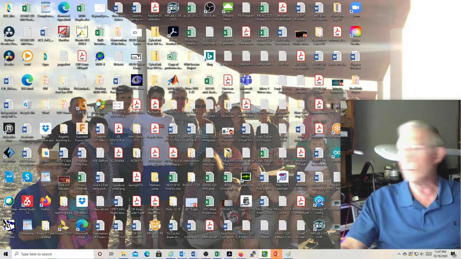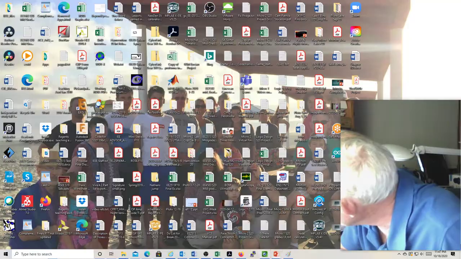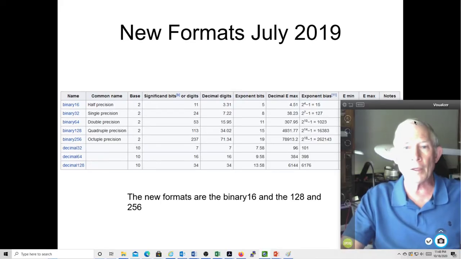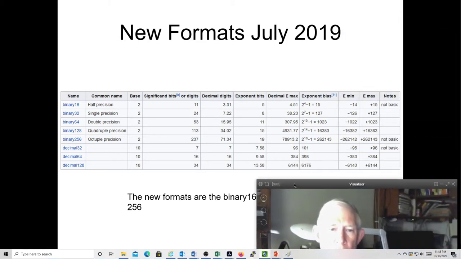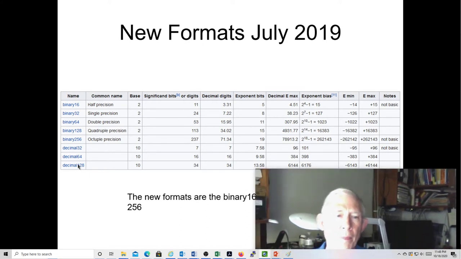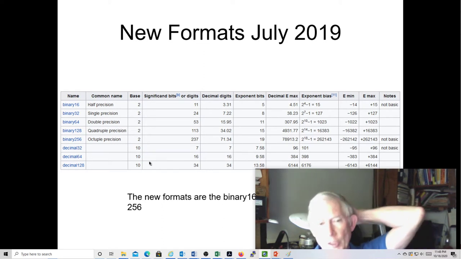So let's go down to, how come it did? Here we go. All right, here are the new formats. And you can't really see me. That's okay. Maybe I'll peek in here. So the new formats were, we added a half precision, and then quadruple and octuple precision on the binary side, and then there's also decimal representation. So you're allowed two different bases in the IEEE 754 standard, base 2 or base 10. We still obviously represent the base 10 with binary numbers, and I'm not quite sure exactly how that's done.